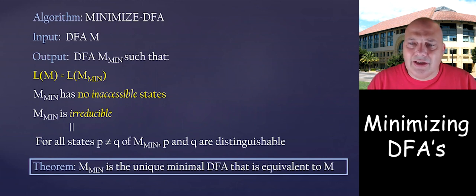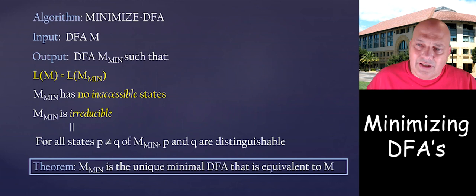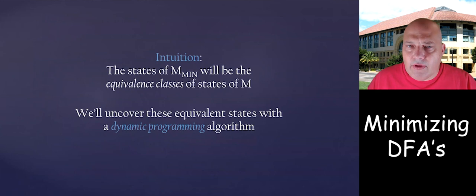So interestingly, there are two simplest ways in which you can reduce the size of a DFA, and as it will turn out, just doing these two things, removing inaccessible states and then merging states that are equivalent to each other, will be sufficient. Okay, so let's work our way into proving this theorem. And so what's the intuition? The states of M min will be the equivalent classes of the states of M.